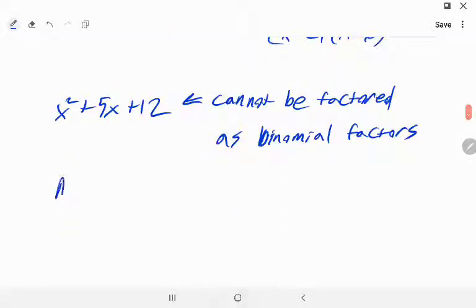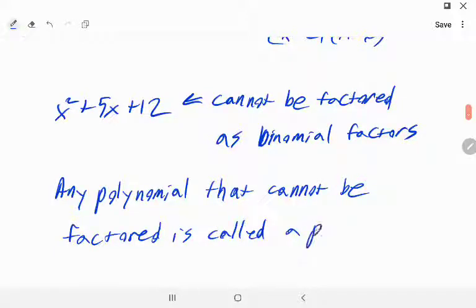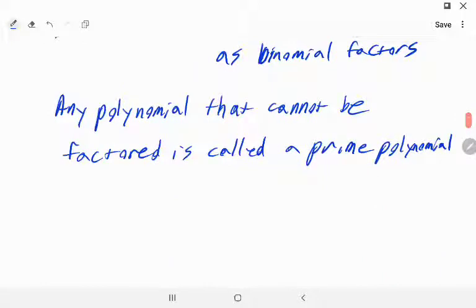And in general, any polynomial that cannot be factored is called a prime polynomial. So if we looked at x squared minus 3x minus 12, we can find out whether it can be factored or if it's prime.